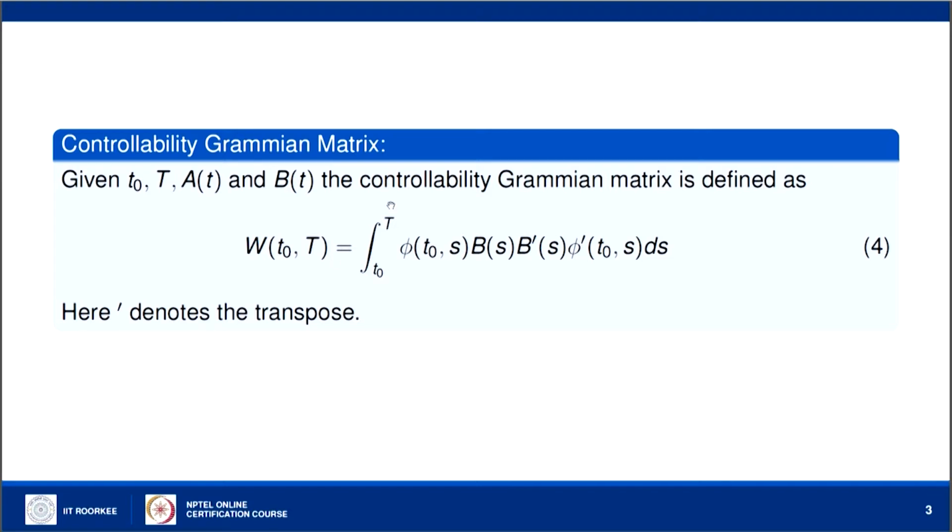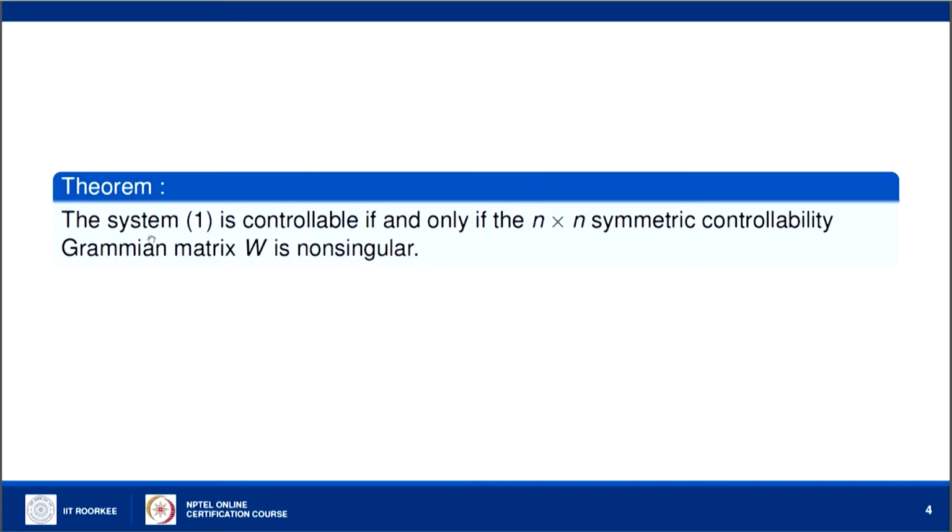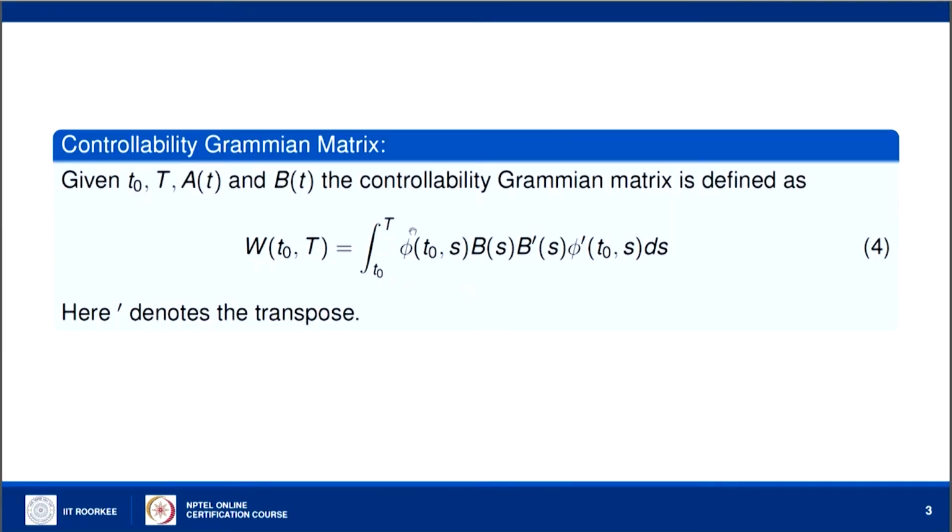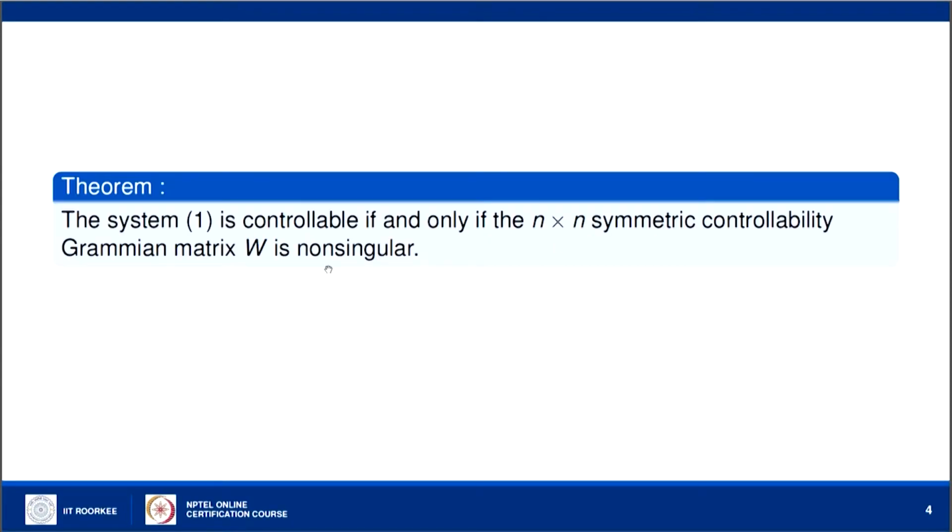the controllability Gramian matrix. We will show that system 1 is controllable if and only if the controllability Gramian matrix is non-singular. We can also note that it is a symmetric matrix, because phi into B and phi B transpose are multiplied, therefore it is a symmetric matrix.